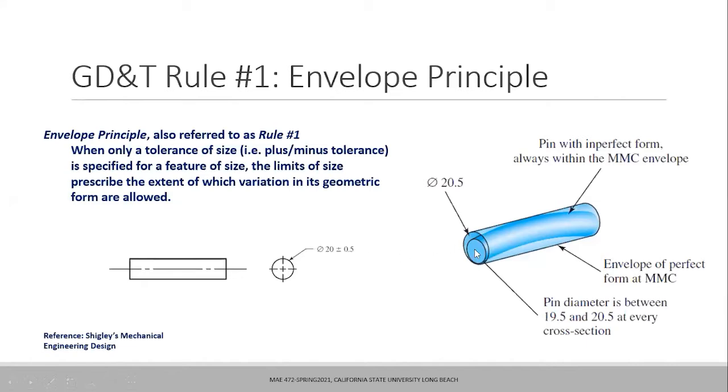Apart from that, if it is out of form like this, or there is some small curvature, that curvature is also acceptable as long as this pin can fit inside the envelope of 20.5. That is what we call the envelope principle, or perfect form at MMC. Does it make sense to everybody so far?